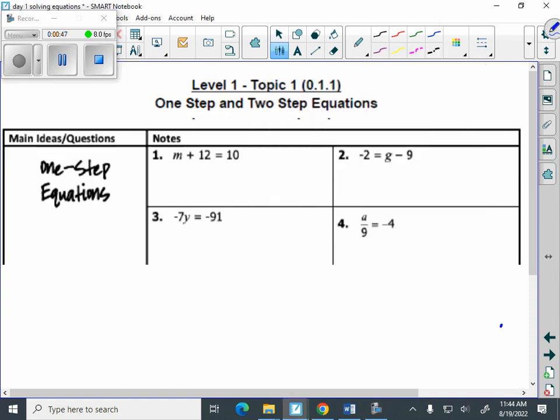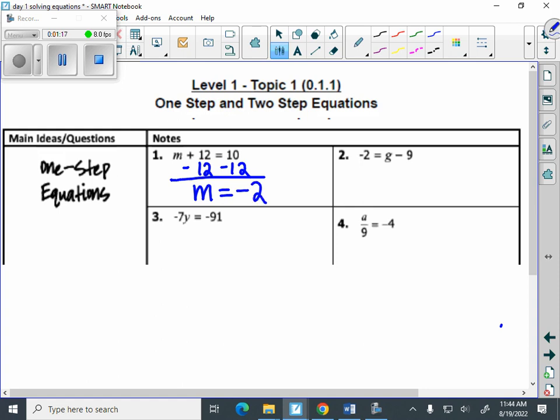Our first example is m plus 12 equals 10. What we need to do is get the 12 to the other side of the equal sign, so we're going to use the inverse operation. We added 12, so the inverse operation is subtraction. We're going to subtract 12 from both sides, and we end up with m equals 10 minus 12.